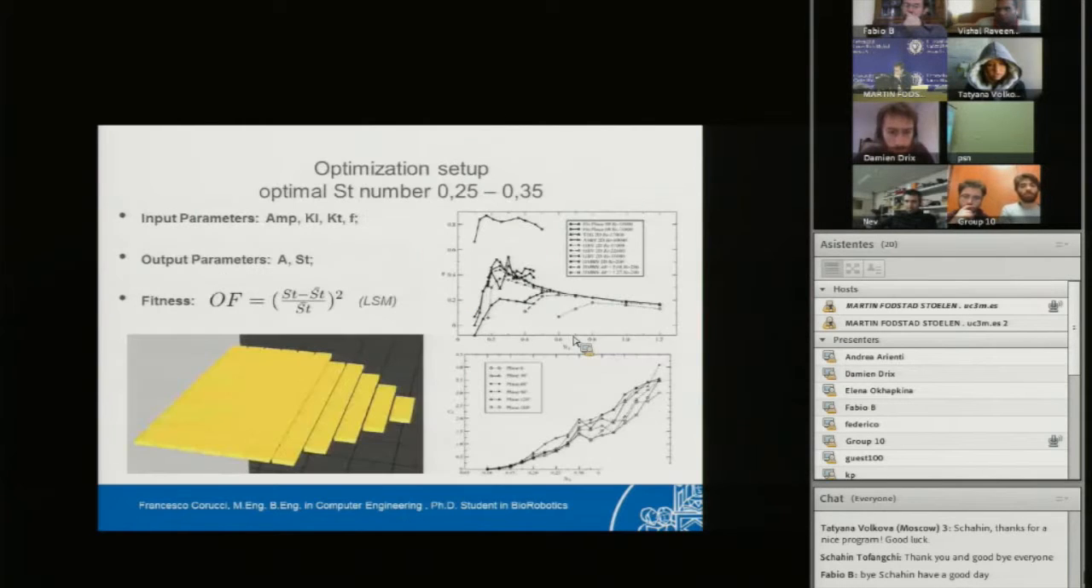So how did we set up the optimization after this consideration? We know that the most important parameter was the Strouhal number, because we worked at fixed Reynolds number, that is fixed for this kind of fish at constant cruise speed. The speed that we fixed was 0.11 meters per second. And so you can see these two graphs on the right.